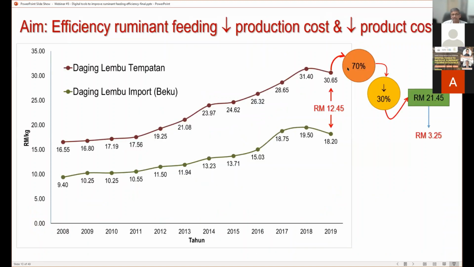So let's say we can reduce the feed cost by 30%, we can bring down the production cost to almost 21 ringgit. And tengok the difference between imported and local becomes 3 ringgit compared to the present 12 ringgit. So people will start to buy because more can afford at a slightly lower price. So this is where we can compete, and that's where the feed becomes important.